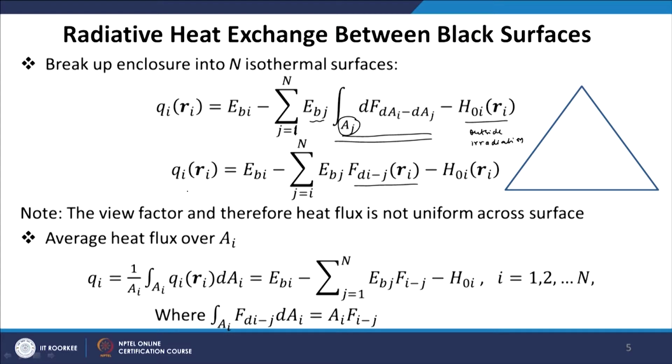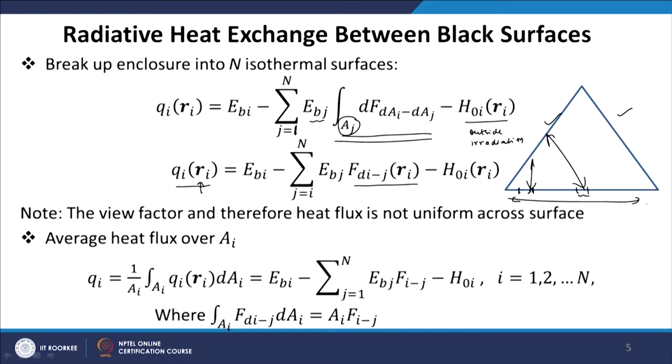So, all we are left with is the heat flux at any surface, Qi. Now, we are still using the dependence on Ri, because the view factor does depend on location. So, the view factor of this location on this particular surface is different from the view factor of this location for the same two surfaces. The view factor between these two and these two is different, and that is why the heat flux will vary along the surface.